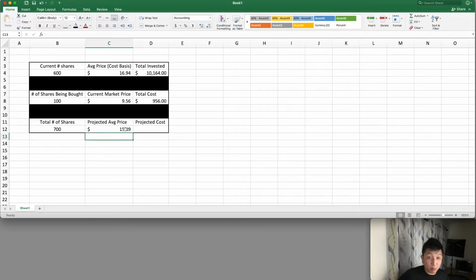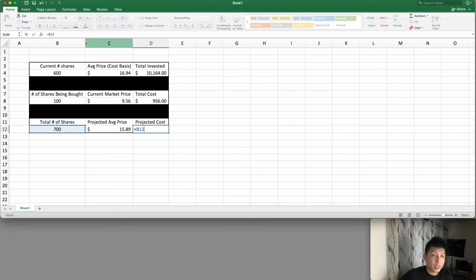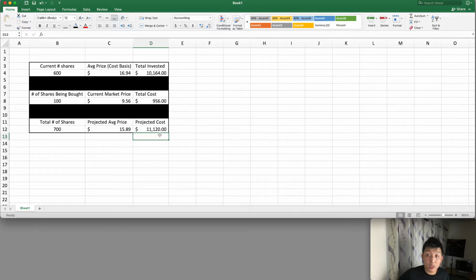$15.89. And this is beneficial if you're gonna do a cash secured put, or maybe a covered call later on, just to see where your break-even point is and to see what kind of strike you're looking for to buy. And of course, the projected cost will just be the simple equal sign, this cell times this cell. And so your projected cost, if you were to buy something, your total investment will be $11,120.